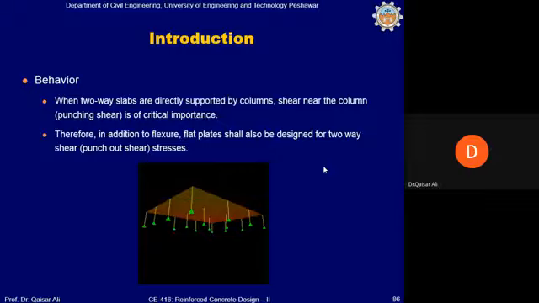In the same manner, either we should increase the overall thickness of the slab, or we should increase the thickness of the slab in the vicinity of the column, which we call a drop panel. This will minimize the problem of punching shear.